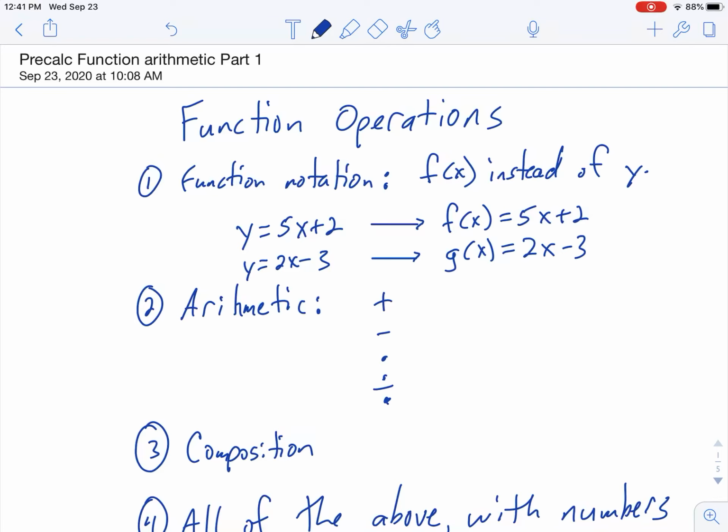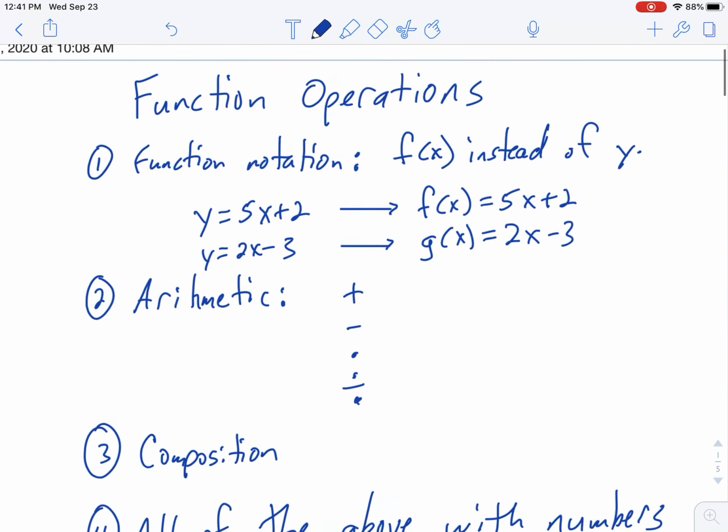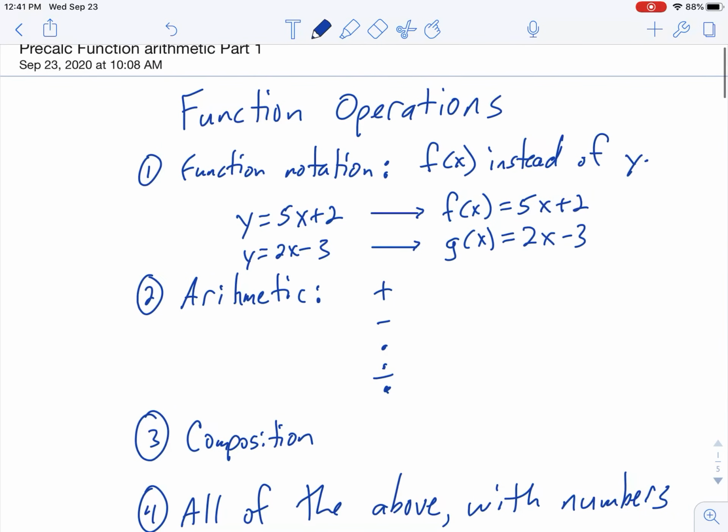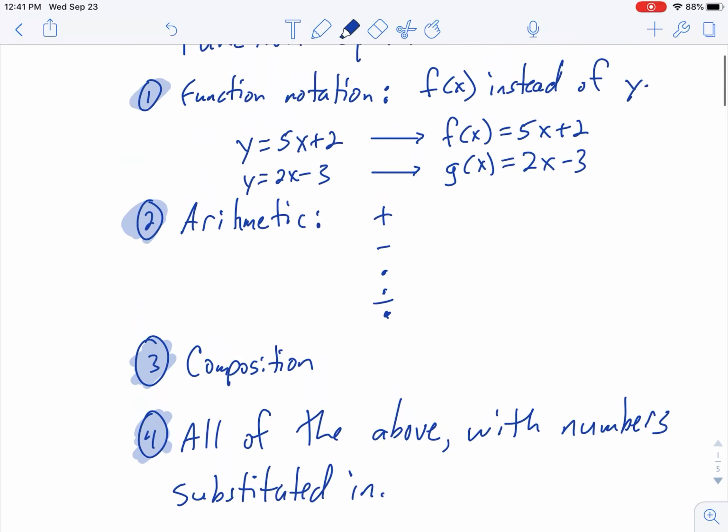So we're starting a new unit today, and I'm calling it Function Arithmetic, but I'm sort of giving an outline of the whole week. So this week we're going to be focusing on function operations. Today we're going to look at function notation briefly, and then really focus in on function arithmetic. And then later on we'll get into composition, and then all of the above with numbers substituted in.